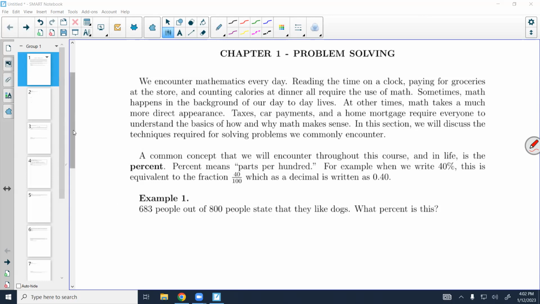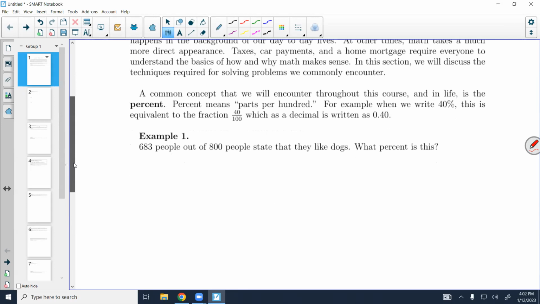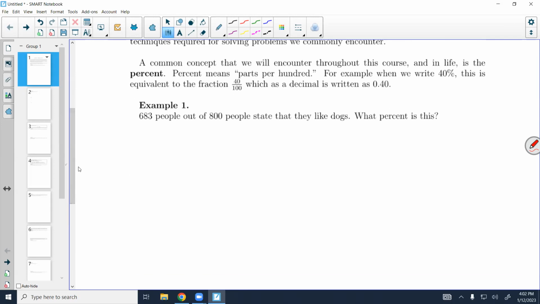I'm sure everybody is familiar with percent to some degree. It is basically parts of 100. A way to remember: percent is like a cent. A cent is 1/100th of a dollar. So parts of 100. So 40% can be written as a fraction, 40 over 100, or it can be written as a decimal, 0.40. And we'll be doing a little bit of this.